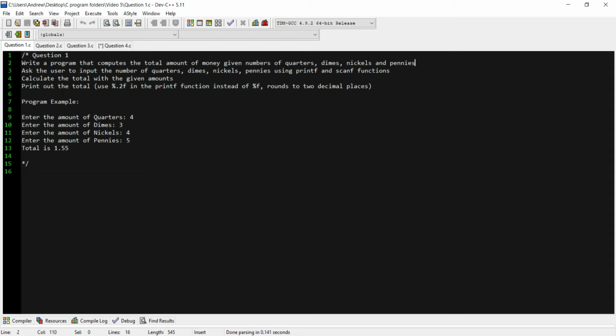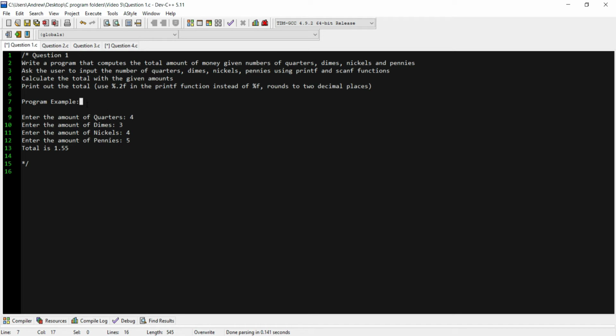So when you print out total, use %.2f in the printf function instead of %f, because this will allow you to round to two decimal places. If you just put %f, in my compiler it will show up like this. But you want two decimal places, so you're gonna put that %.2f.